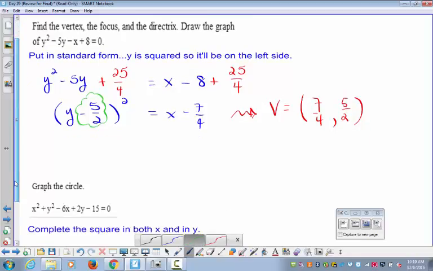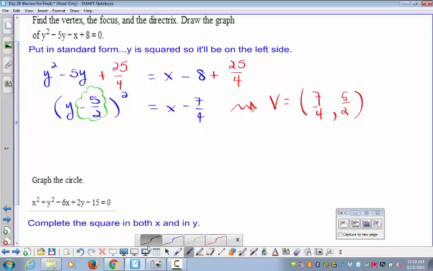Let's deal with p. What is 4p equal to? 4p is 1 here. The coefficient on the right is 1. So 4p is 1, which tells us that p is equal to 1/4.